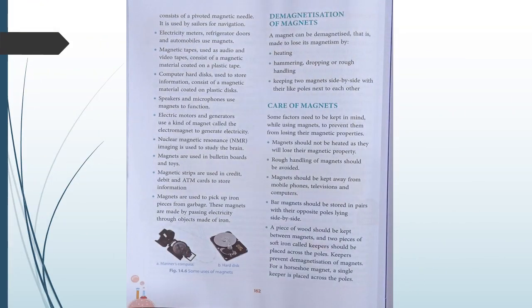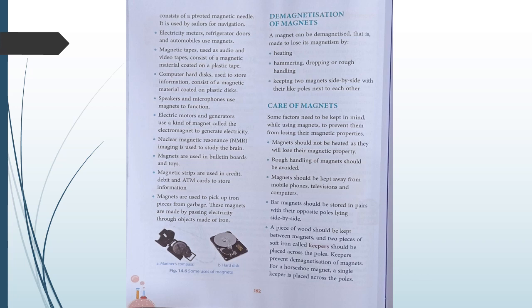Next is demagnetization of magnets. When a magnet is made to lose its magnetic property or magnetism, it's called demagnetization of a magnet. So a magnet can be demagnetized by heating, hammering, dropping, rough handling, or by keeping like poles of magnets next to each other.